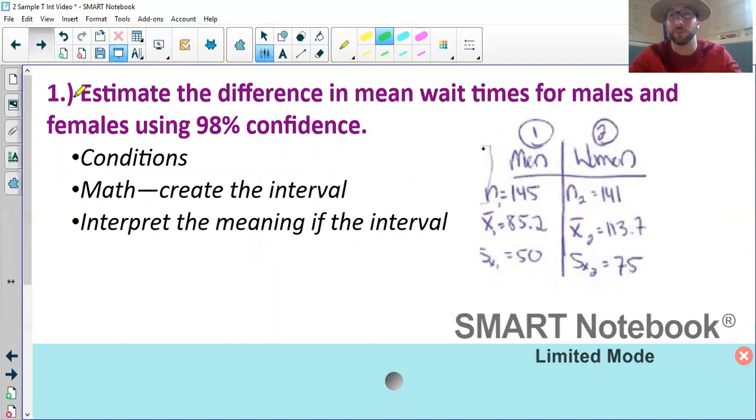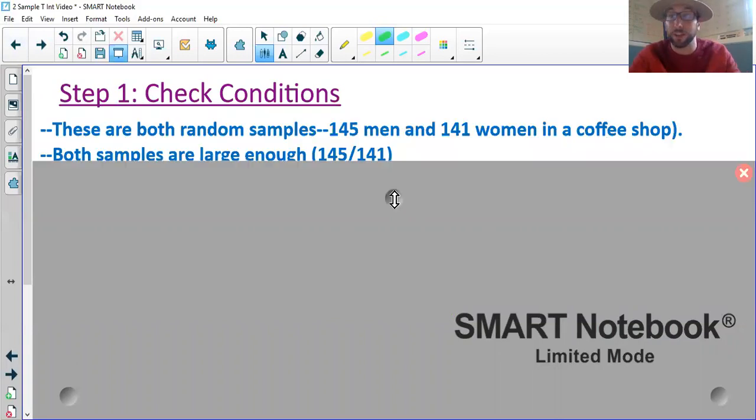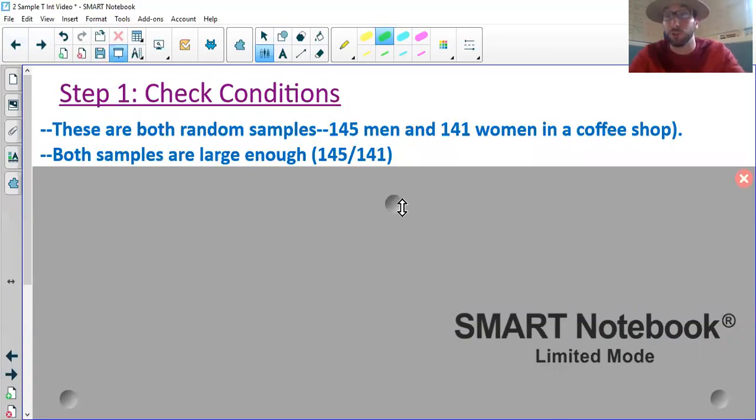So let's do it. Conditions, right? Same deal as last week, except now we've got to do them twice. And we always have that independent groups. So give the video a pause. Maybe try to check these conditions if you didn't already. So both samples are random, right? We always want random samples. Both samples are large enough.